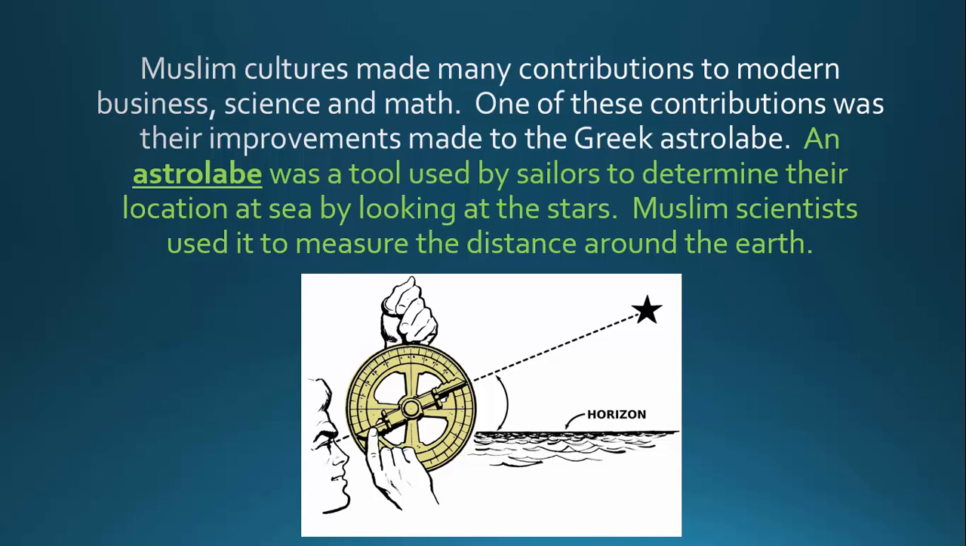Muslim cultures made many contributions to modern business, science, and math. One of these contributions was their improvements made to the Greek astrolabe. An astrolabe was a tool used by sailors to determine their location at sea by looking at the stars. Muslim scientists used it to measure the distance around the Earth. Pause here and fill in your vocabulary word.